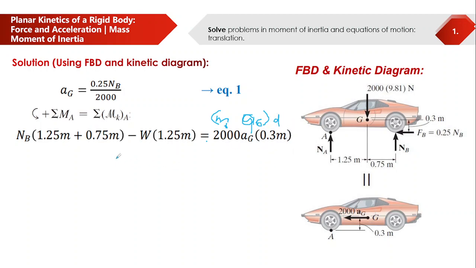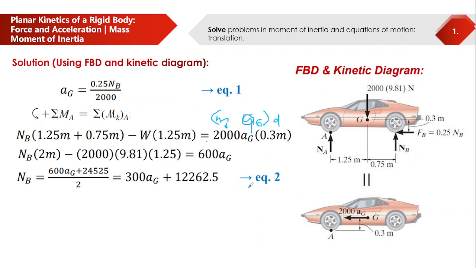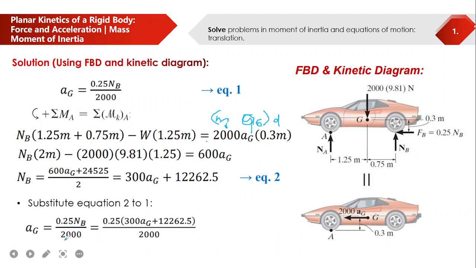So, from this equation, then we can solve another equation. So, 300 a sub g plus 12,262.5. Then, we have two equations and two unknowns. So, substitute equation 2 into 1. Then, you can have your a sub g. So, n sub b here equals 300 a sub g plus 12,265. You just have to substitute that into equation 1. Then, you can solve for your a sub g directly.